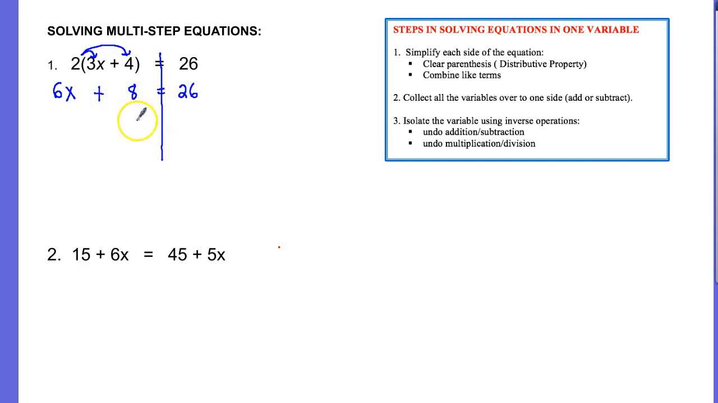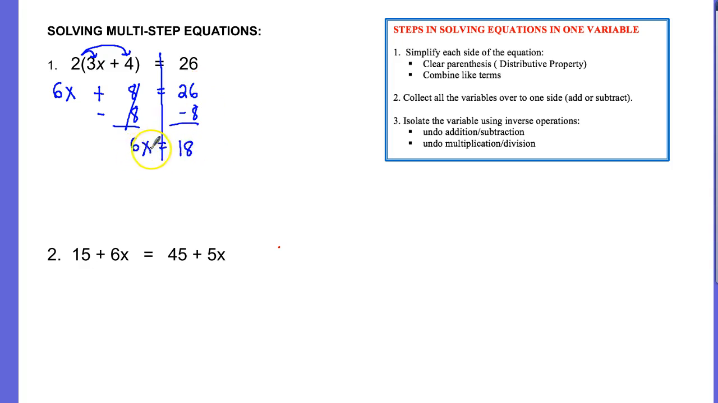Now you are down to a two-step equation because you don't have variables on both sides. You only have a variable here on the left side. So now you will be working on step 3. You have multiplication and addition. So first you will undo addition. You will subtract 8 from both sides. So 8 minus 8, that's gone, and you still have 6x on the left side. 26 minus 8, that is 18.